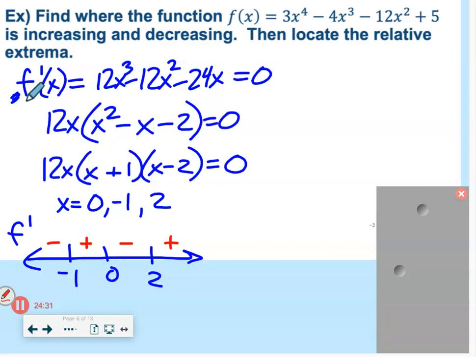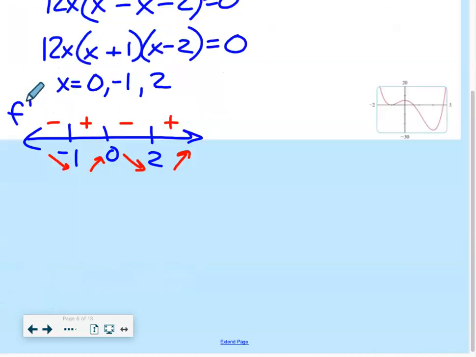Remember, label your sign line, because this is the function you're plugging into to get your signs, right? Wherever you got these numbers, that's what you're plugging into to get your signs. If this is an F prime sign line, I want the signs for F prime. F prime is negative means F is decreasing. F prime is positive means increasing. And there's my little arrows. Once you have your sign line, you are ready to write the answers. I had trouble today with that little extend page, so you have to see the graph in advance. That's okay.